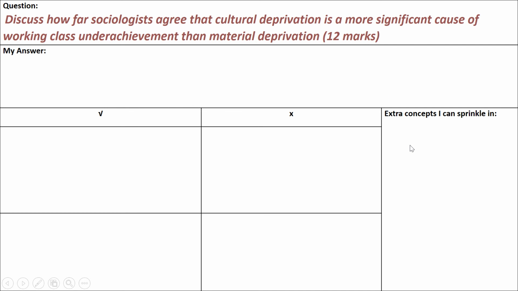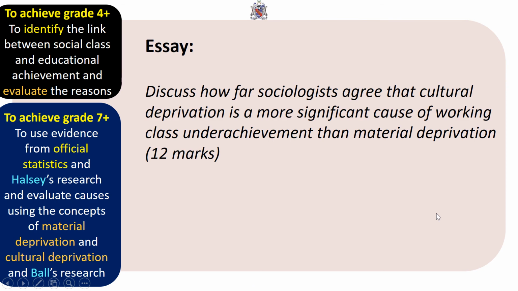Okay, can you write about some of the other things you've learned when studying education? Meritocracy, role allocation, universal standards, particularistic standards, secondary socialization. All of these things are part of the education system. So you can write about all of them when it comes to evaluating which of these is most significant. And if you can use statistics, Halsey, and Ball, then you can earn higher marks as well.